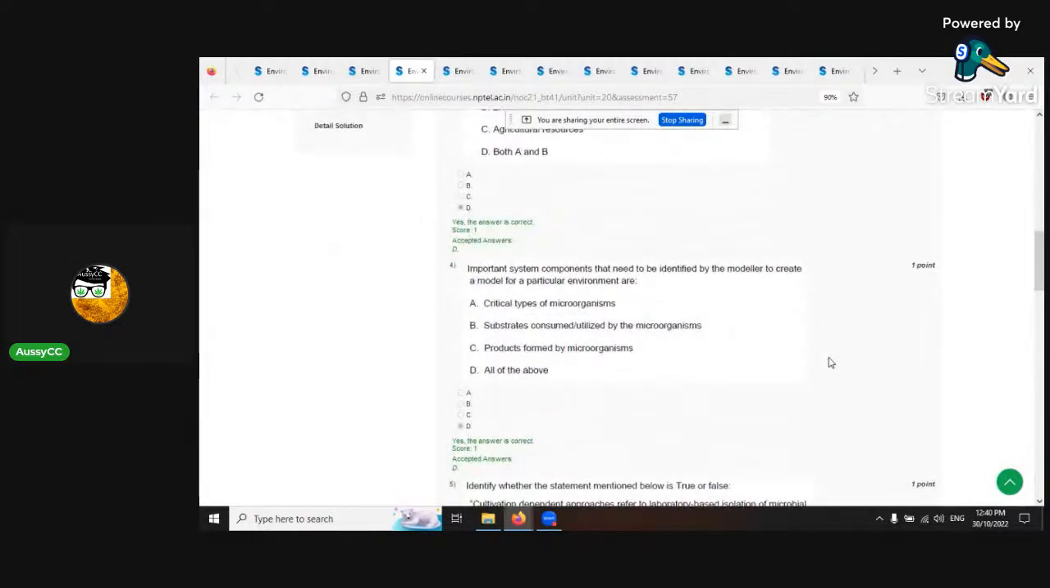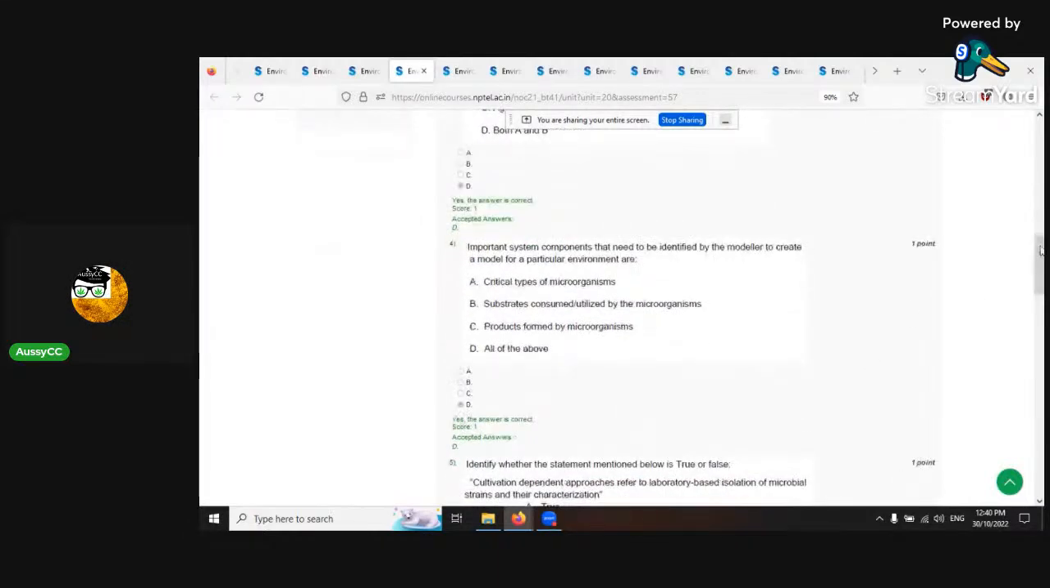Identify whether the correct statement below is true or false. Cultivation-dependent approaches refer to laboratory-based isolation of microbial strains. Cultivation-dependent approaches, they do. True.